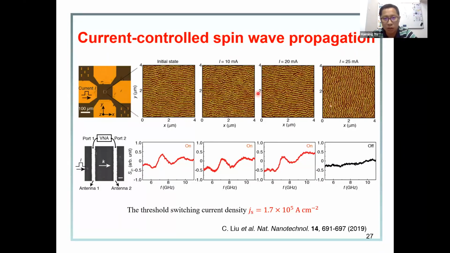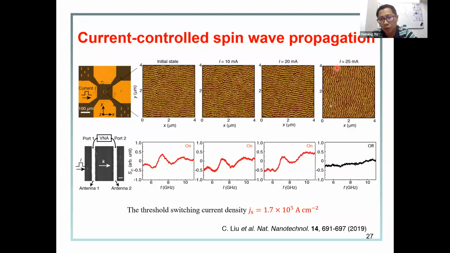This is a current pulse, first with 10 milliamp, and we can see the domain stripes do not change very much. At the same time, we measure the spin wave transmission. Also, the spectrum doesn't vary much. And then if we increase the applied current value to about 20 milliamp, we can see again the domain stripes almost remain unchanged, and the transmission is still quite pronounced.